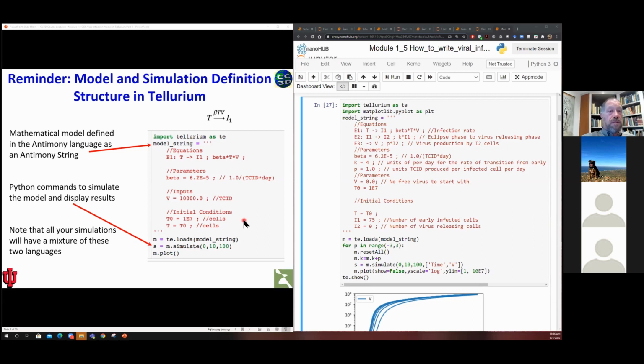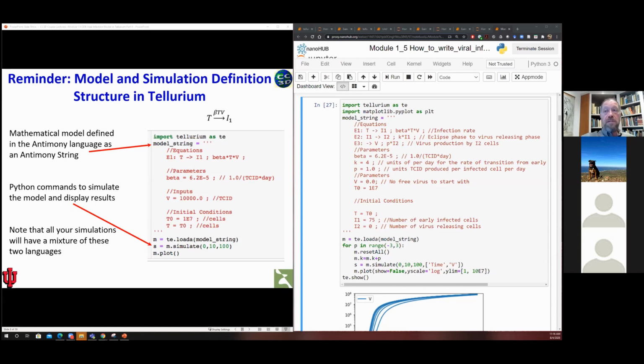We use these comments, parameters, inputs, and initial conditions, but those are completely optional for you. You don't have to use those formats if you don't want to. And then to load the model for execution, we use the Tellurium method te.loada, operating on the model string. And then to simulate it, we use the method m.simulate, with initial time, final time, number of steps. The output of m.simulate is an object that contains the names of the variables and the values of the times that were simulated.